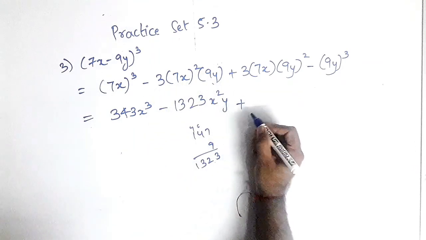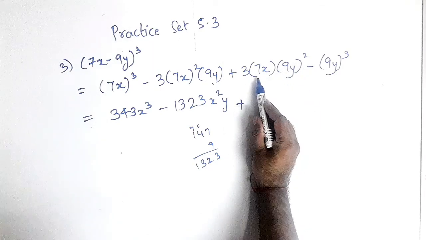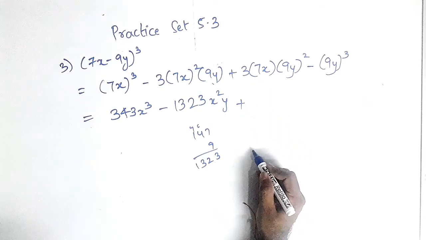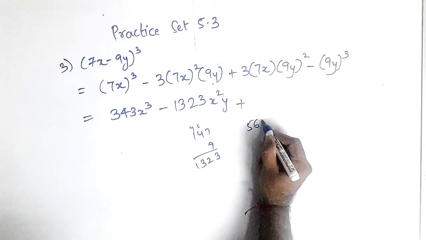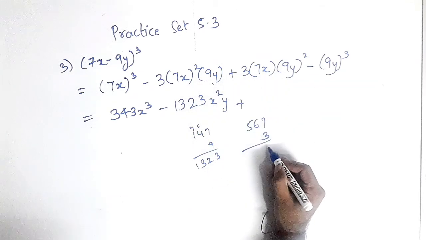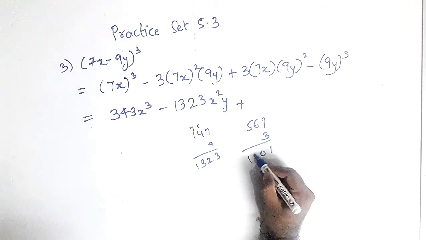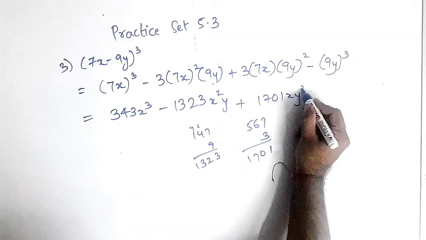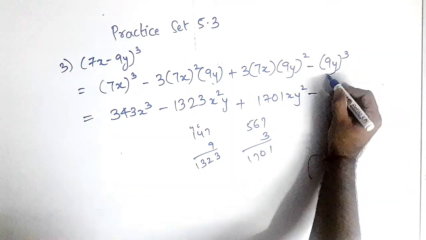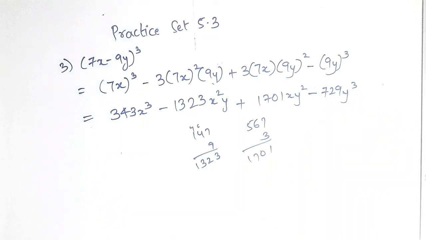Plus, let us see, first I'll do this. 9 square is 81, 81 into 7, 81 sevens are 567. So 567 3 times, 3 sevens are 21, 3 sixes are 18 plus 2, 20, 3 fives are 15 plus 2, it is 1701, x as it is, y square. Minus, you know children what is 9 cube? 9 cube is 729, so it is y cube.